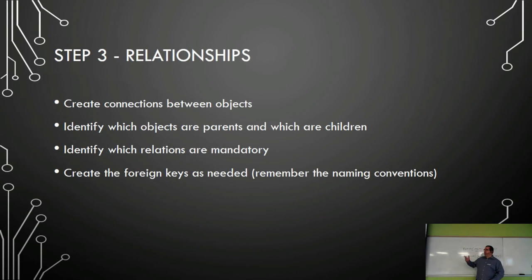Step three, you want to create your connections. Identify what's parent, what's children. Set up your cardinality. Figure out what's mandatory, which ones aren't. And then you create the foreign keys as needed in your diagram. And here, remember the naming conventions, which I haven't taught you guys yet. I'm teaching that next week, my naming conventions, anyways. But create the foreign keys as needed. So basically you're still drawing your diagram. You're adding all the bubbles. You're putting in the right bits and pieces as you need.